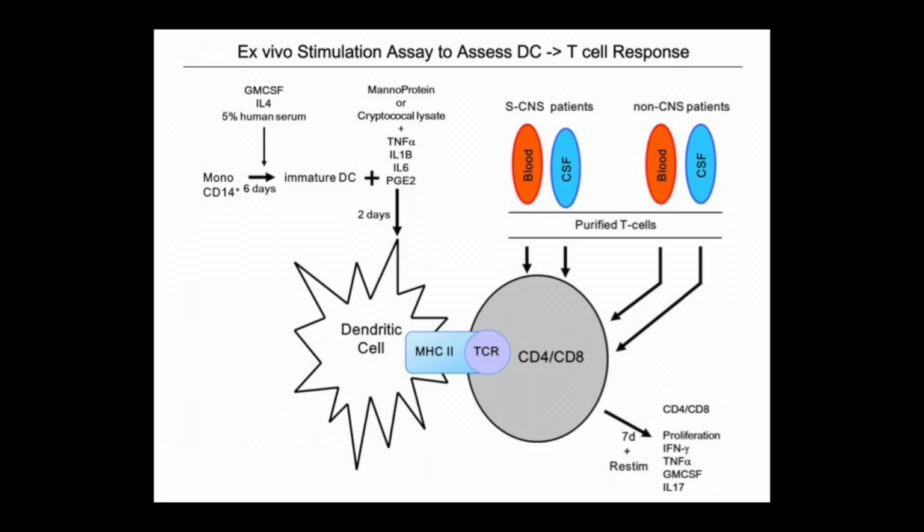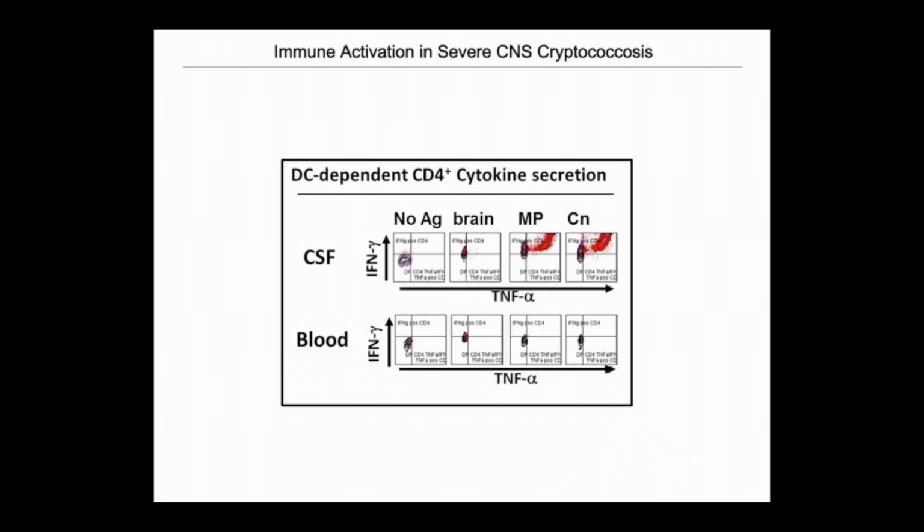We co-cultured it, and then we looked at things like proliferation and production of Th1 cytokines like gamma interferon, TNF-alpha, GM-CSF, IL-17, to be able to see, was this synapse important? If there was a dendritic cell defect, or a T cell synapse defect, we would see a defect in these patients.